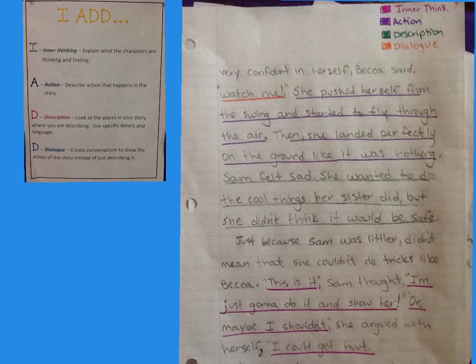Sam felt sad. She wanted to do the cool things her sister did, but she didn't think it would be safe. So that was description, so I underlined it in green.